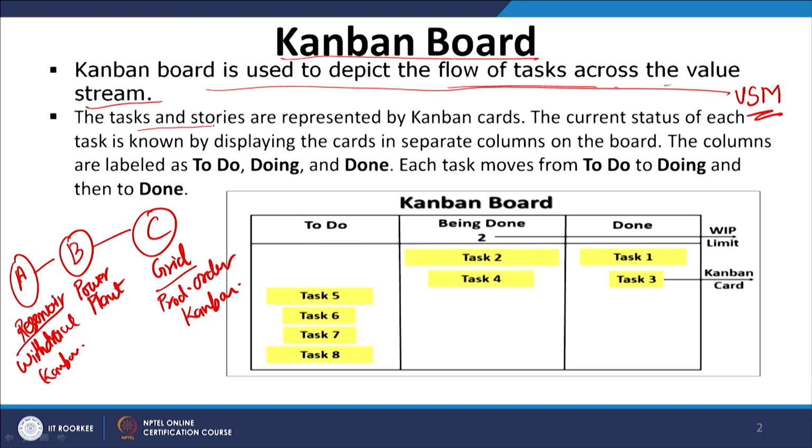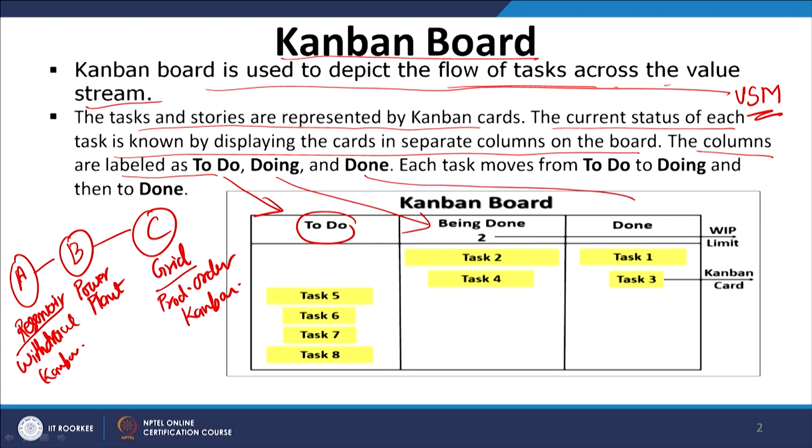Now, the tasks and stories are represented by Kanban cards. So, Kanban cards are there. In our last session we discussed. The current status of each task is known by displaying the cards in separate columns on the board. So, these are the separate columns on the board. The columns are labeled like to do, doing, being the things which are going on, and things which have been done. So, these are the 3 important things which we are mentioning on these cards.